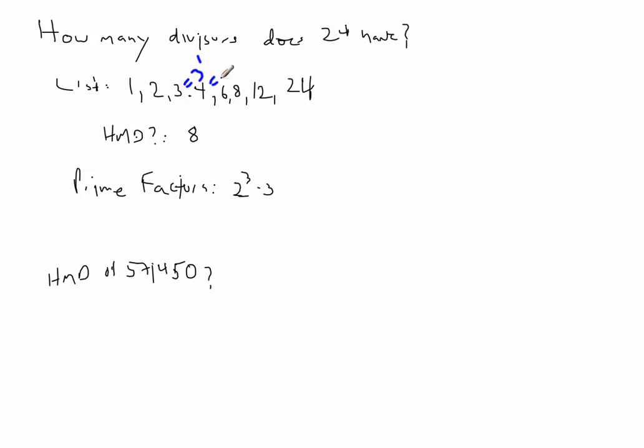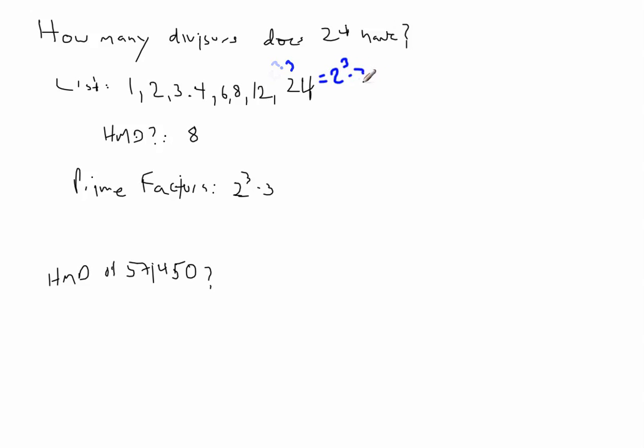4 is equal to 2 squared. Okay, so we got 2 to the first, 2 squared, and let's actually jump ahead to 8. 8 is 2 to the third. Okay, now what about 6? Well, 6 is actually 2 to the first times 3 to the first. And then what about 12? 12 is 2 to the second times 3 to the first. And 24 is 2 to the third times 3.